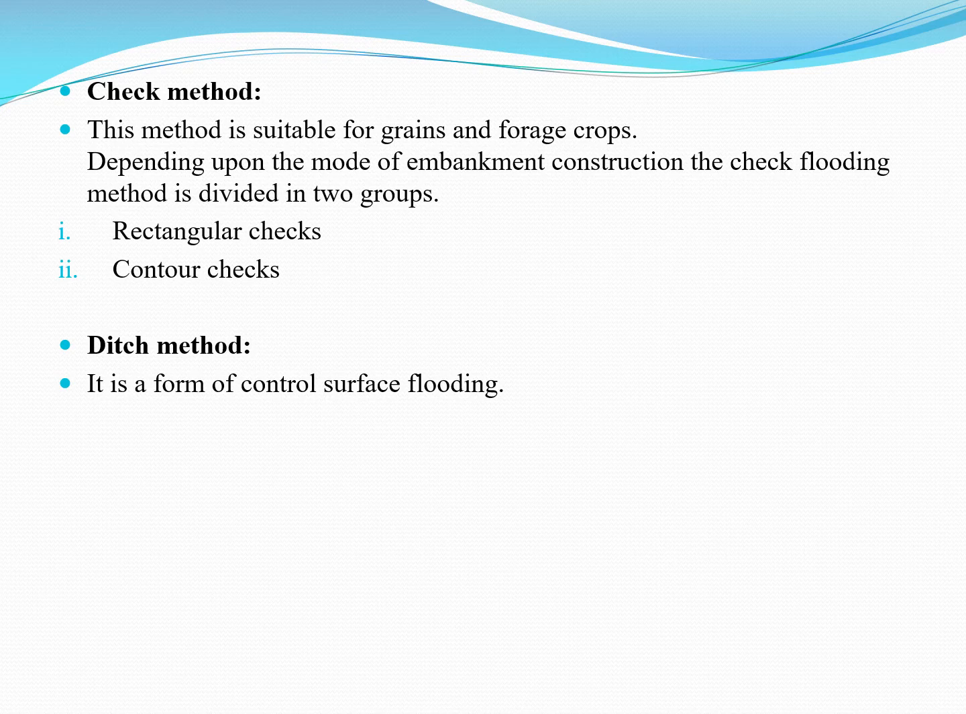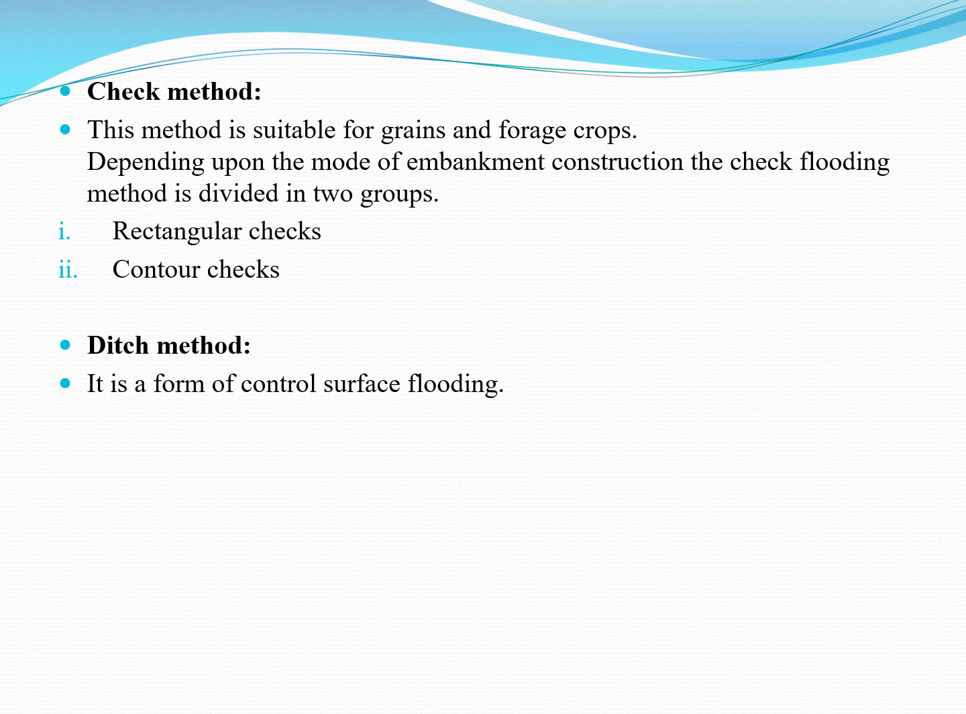So this method can be subdivided into two groups, which depend on the mode of embankment construction. First is the rectangular check and second one is the contour check. So in a rectangular check, the embankments are constructed to enclose a rectangular area. Okay, and in contour checks, the checks are prepared by constructing the embankments along the contours, having a vertical interval of about 10 to 15 centimeter.